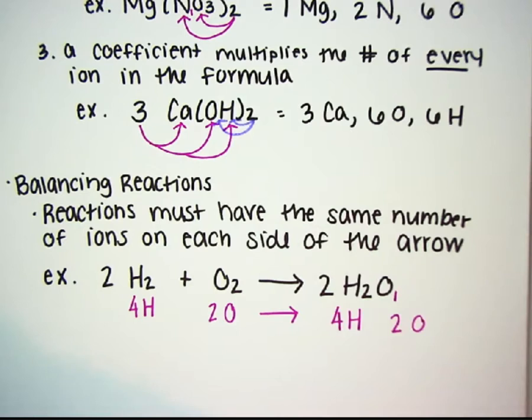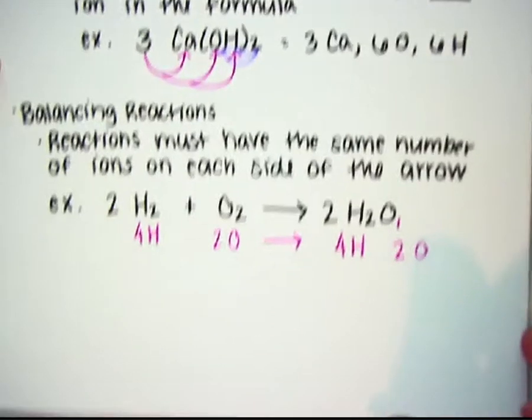So this reaction is balanced. I have 4 hydrogens on each side. I have 2 oxygens on each side. A reaction is balanced if we have the same number of ions or atoms on both sides of the reaction.